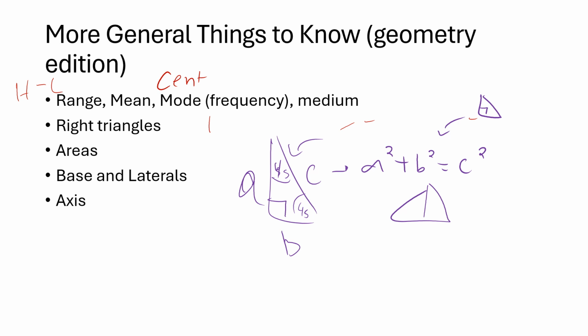What else did I have written down? Yes, so you use this to find the length of any side. Let's say you're trying to find A, you have B and C. You're trying to find C, you have A and B. You're trying to find B, you have A and C. You will find every side as long as you have 2 points.